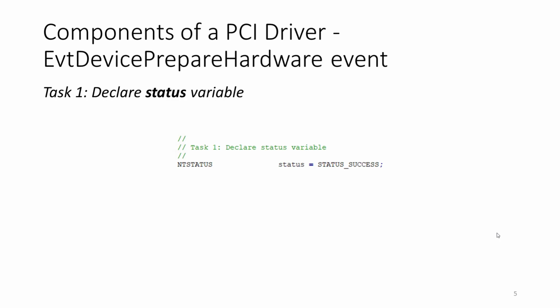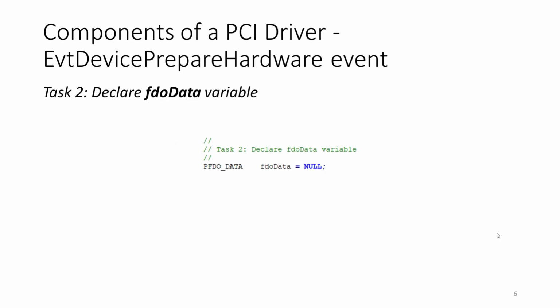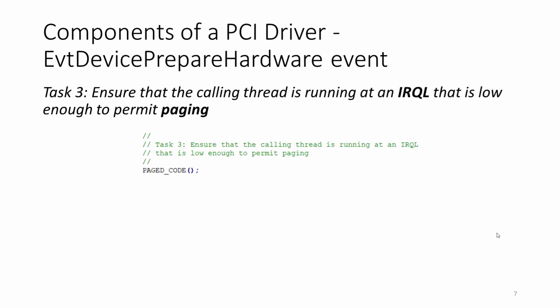Task number 1, declare the status variable. We need to declare the status variable. Task number 2, declare the Fdo Data variable. We need to declare the Fdo Data variable. We know that this variable is a pointer to the Fdo data structure. Task number 3, ensure that the calling thread is running at an IRQL that is low enough to permit paging. As I said before, the paged code macro performs this check.